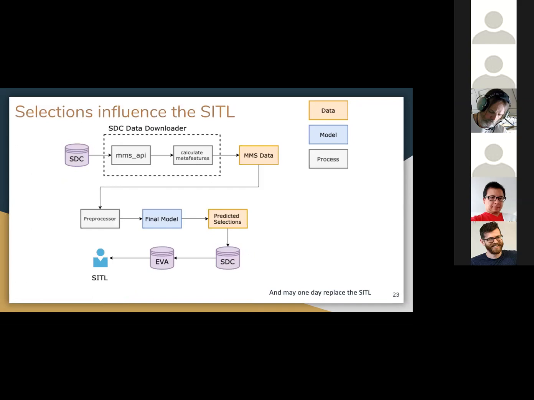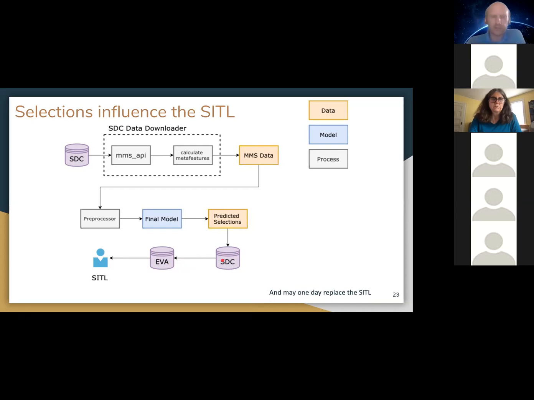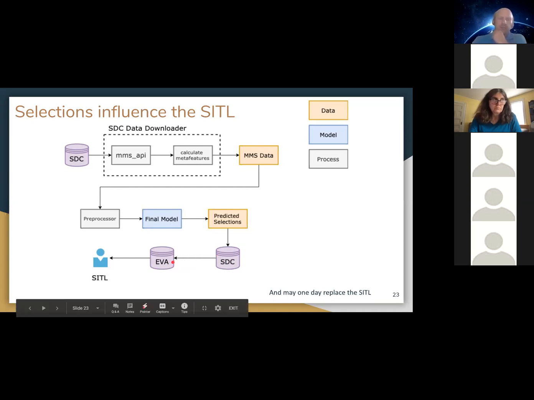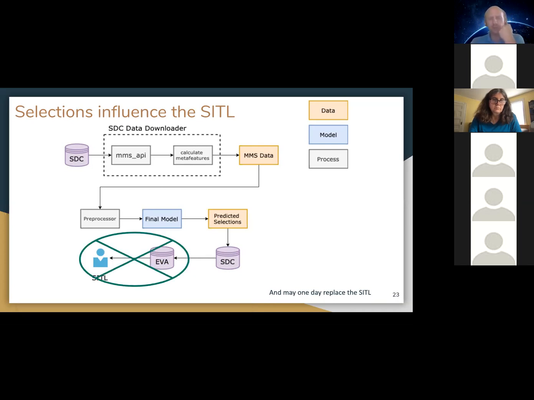Once we have our model, we then plug it into the near real-time data flow so that as the SDC generates the data, it's passed through our model to create predictions that are stored at the SDC, which is where the MMS data is stored. So then when the SITL is ready to start making selections, they log into EVA and start looking at the data, and with the data come the predicted selections that our model makes. So right now we're using our model to inform the SITL and try to ease the burden of the number of selections that they have to make. But maybe in the future we'll get to a point where we don't even need the SITL anymore.